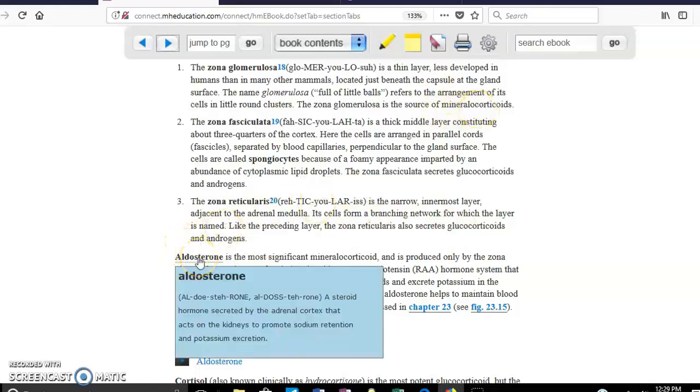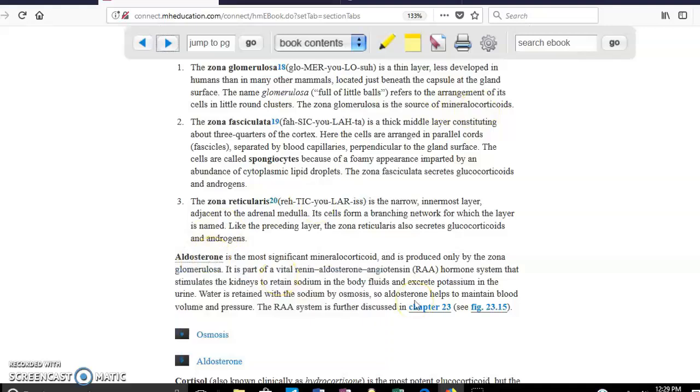Aldosterone is a very important part of the renin-angiotensin-aldosterone mechanism. That's the one that we use in order to increase blood pressure that starts in the kidneys. Aldosterone is going to help us reabsorb sodium, and when we reabsorb sodium, we reabsorb water, and increased levels of water in your blood will help you increase the blood pressure.